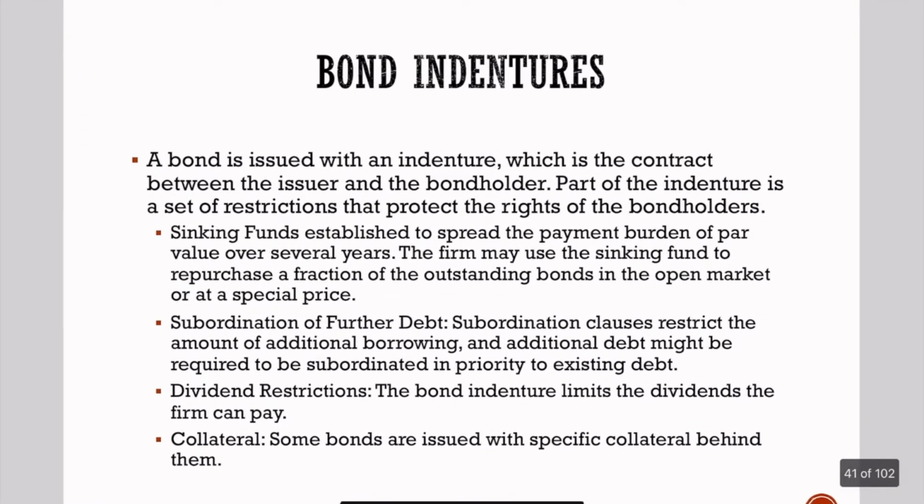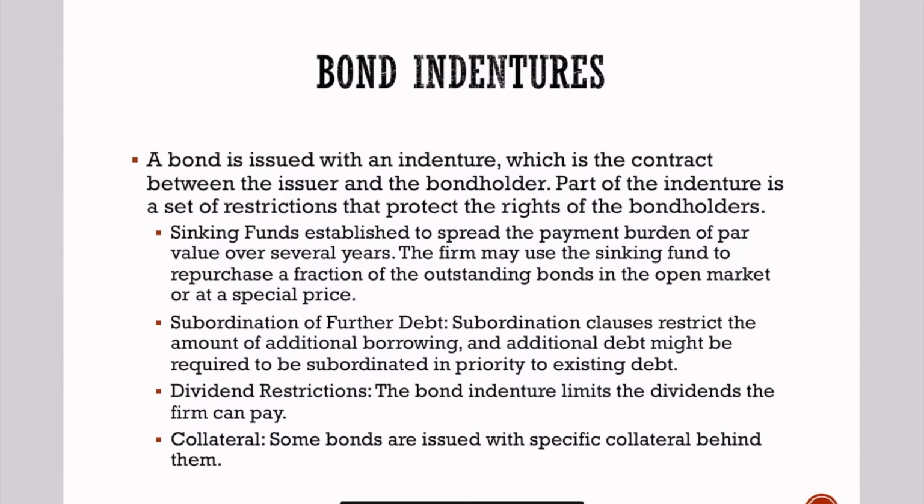Okay, now let's see how we could reduce a firm's default risk. As an investor, you don't like default risk, because if the firm is in default, you cannot get back your money. So the first way to tackle this default risk is to use some contract, which is called bond indentures.